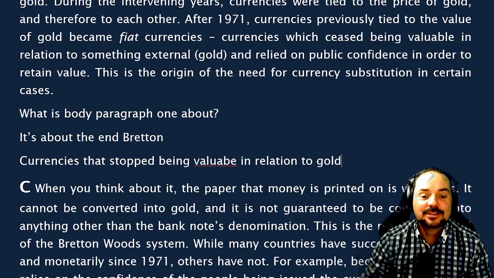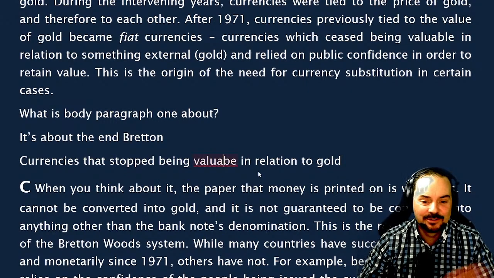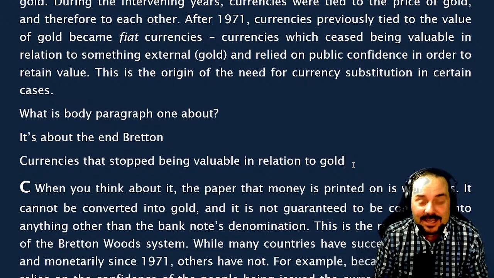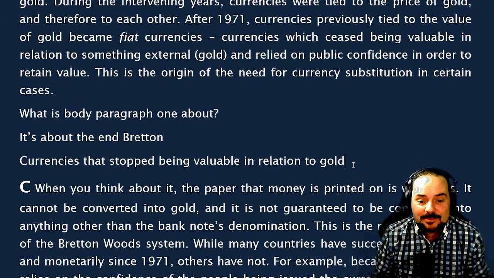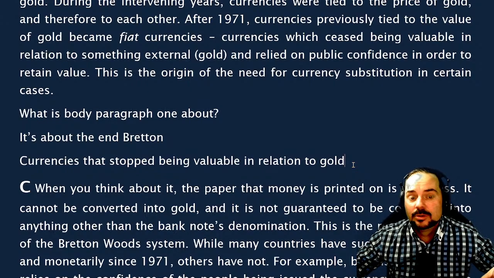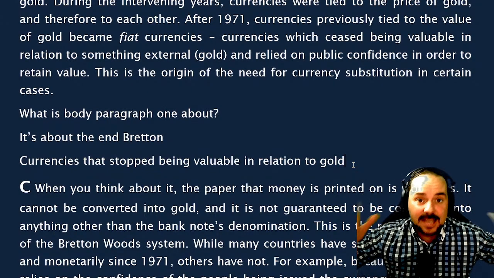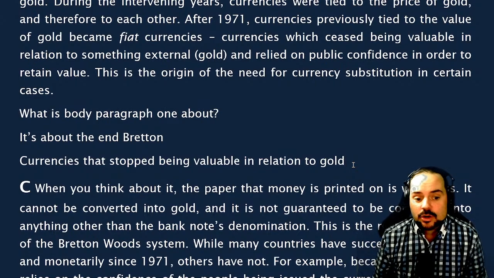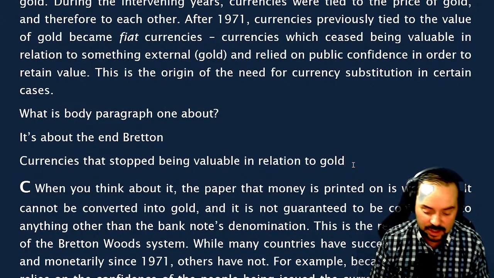Okay, no, stop. Don't say anything else. That's perfect. I don't want you to say anything else because you just summed it up. That's what the paragraph is about: currencies that stop being valuable in relation to gold. It talks about when that happened after World War II, with examples of currencies like the US dollar. But the main idea is currencies that stop being valuable in relation to gold.